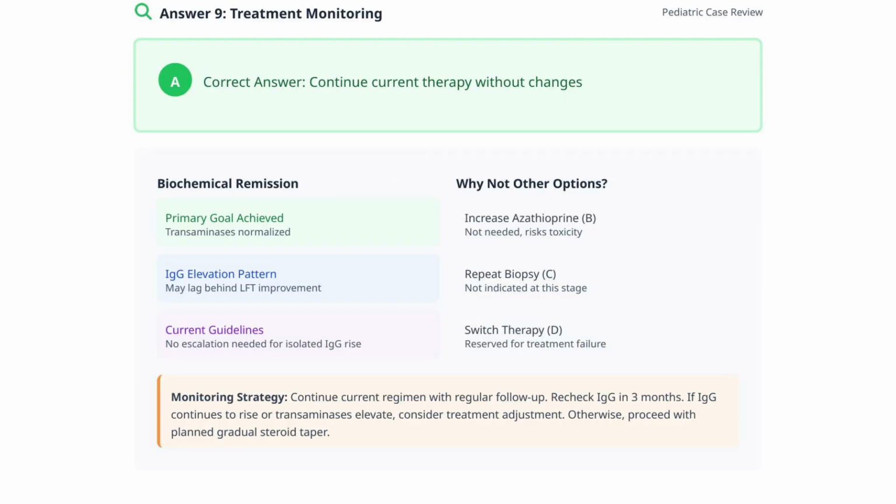The correct answer is A. Continue current therapy without changes. Normalization of transaminases indicates biochemical remission, which is the primary goal of initial therapy. While IgG normalization often parallels transaminase improvement, it may lag behind and remain mildly elevated despite adequate disease control. Current guidelines do not recommend increasing immunosuppression based on isolated IgG elevation when transaminases are normal. Repeat liver biopsy is not routinely indicated at this stage but may be considered before stopping therapy. Alternative agents like cyclosporine are reserved for treatment failure.